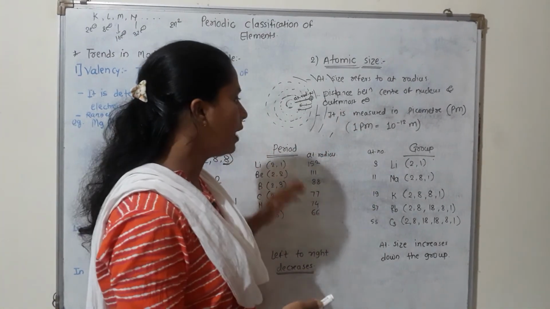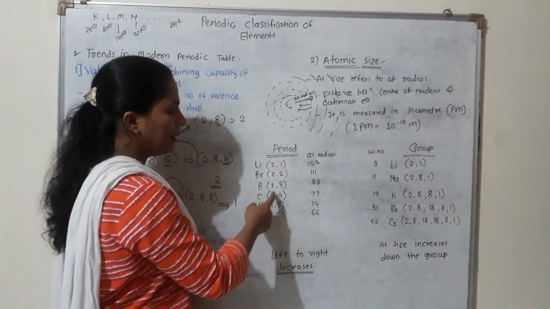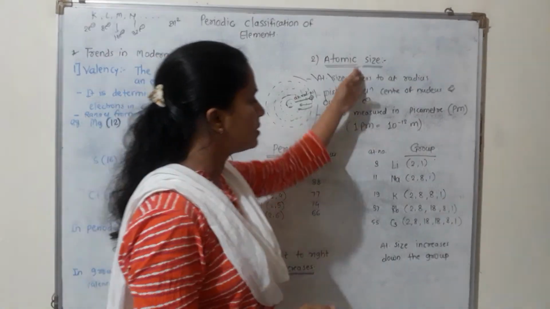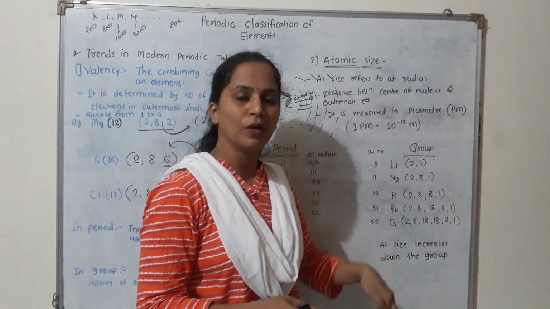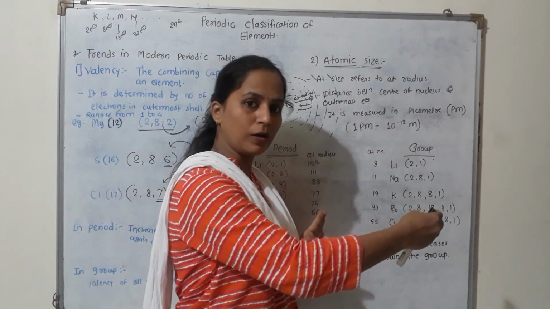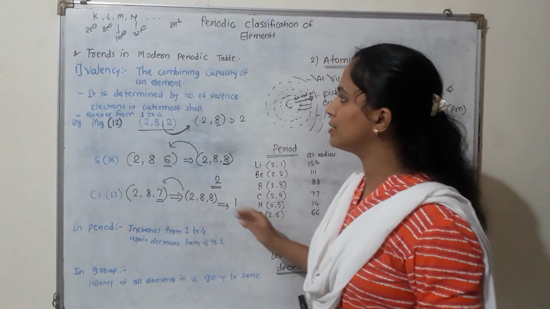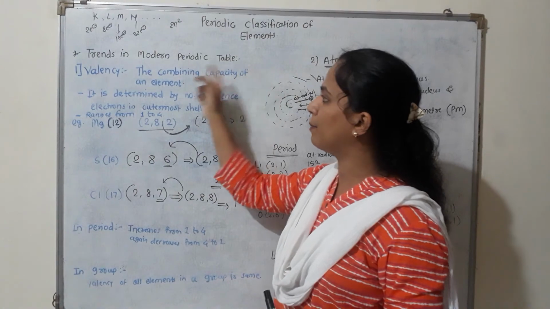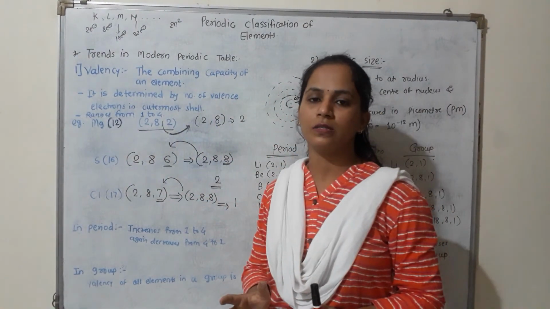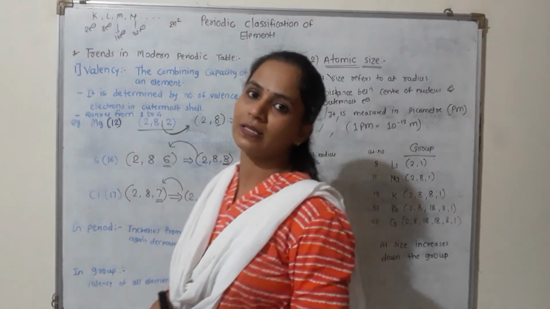So I hope you got all points related to this atomic size. What happens in a period? Atomic size just decreases from left to right. And what happens in a group? As we move down the group from top to bottom, this atomic size just increases. Got it, student? What is atomic size and what is valency? I hope you got all points related to trends in the modern periodic table, valency and atomic size. Both points are very easy to understand. So just try to understand these points. If you have any doubt, you can ask me. Thank you.